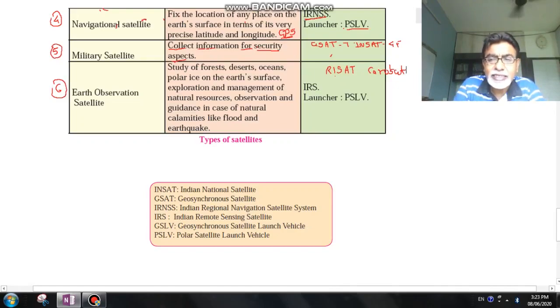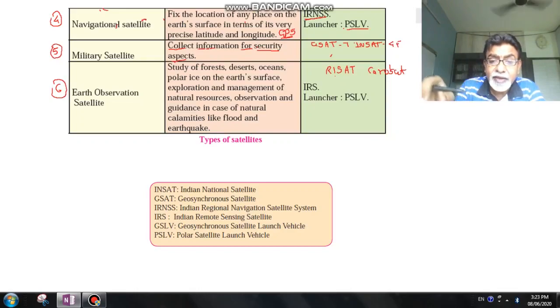INSAT, Indian National Satellite. GSAT, Geosynchronous Satellite. IRNSS, Indian Regional Navigational Satellite System. IRS, Indian Remote Sensing Satellite. GSLV, Geosynchronous Satellite Launch Vehicle, and PSLV, Polar Satellite Launch Vehicle. About this, in short, we are going to describe next also.